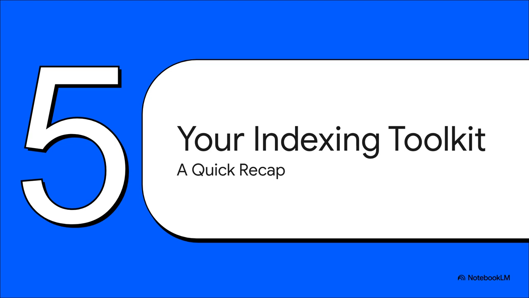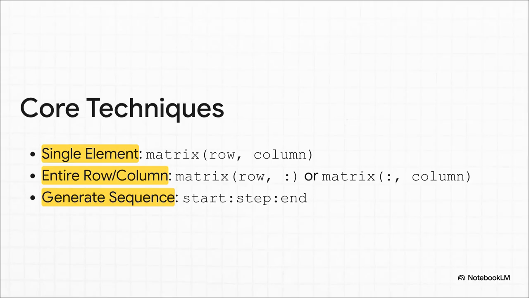All right, let's wrap this up. We're going to recap the essentials into a handy little toolkit that you can start using right away. So here are the 3 core techniques. To get a single element, it's row, column. To grab a whole row or a whole column, you use that colon operator as your wildcard. And to generate a sequence of numbers, you use the start, step, end format. Honestly, that's the foundation of pretty much all MATLAB indexing.